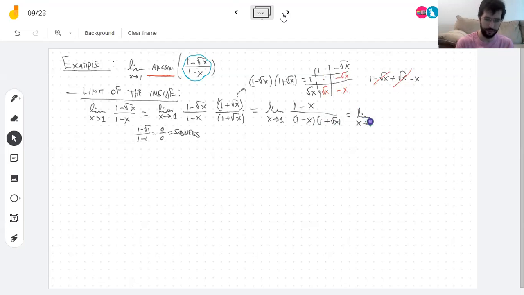If x is not 1, it makes sense to cancel here, which it's not, because we're computing the limit exactly at x equals 1. And we don't care what happens at x equals 1 exactly. So this limit now I can plug in. This is a continuous function. It's an algebraic function, and x equals 1 is in the domain. How do I know it's in the domain? Because I know I can plug in 1 and get 1 half. So there's the limit of the inside.